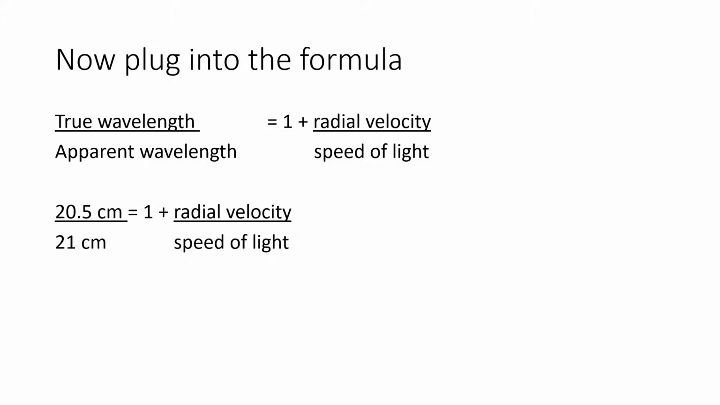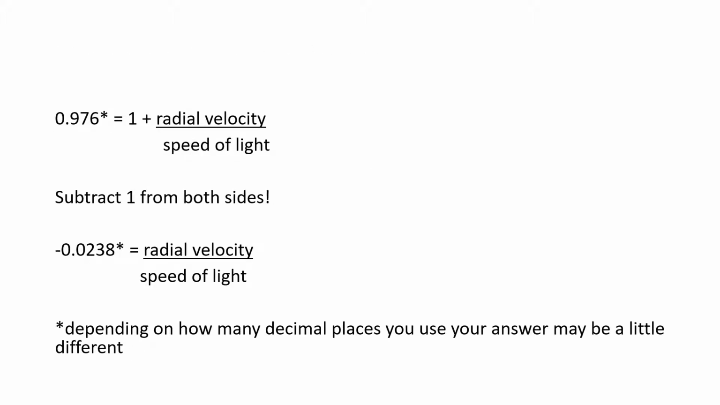So now we're going to plug it into the formula. So the true wavelength divided by the apparent wavelength is all this stuff over here. So I'm going to plug in 20.5 centimeters divided by 21 centimeters on the left-hand side, and I'm not going to worry about this stuff on the right-hand side at the moment. So if I divide 20.5 centimeters by 21 centimeters, the first thing you'll notice is that the centimeters cancel. That's great. And so now we're left with, on the left-hand side, 0.976 equals 1 plus this stuff over here.